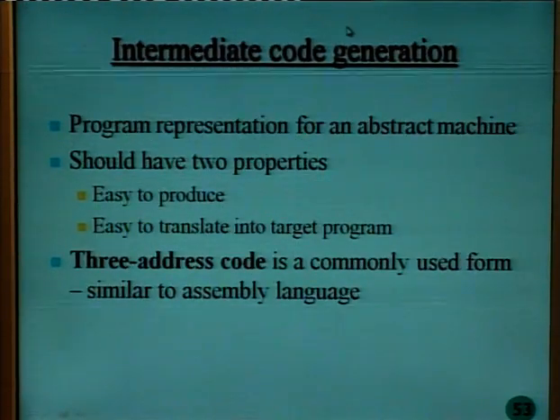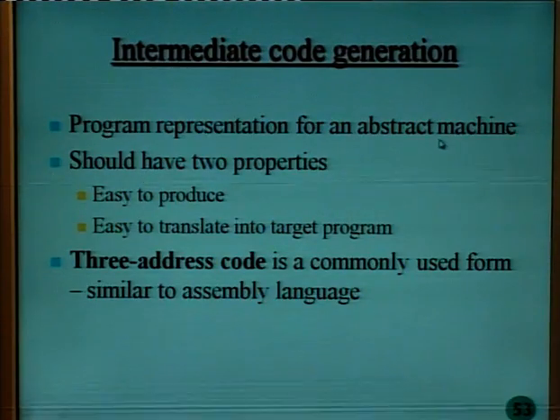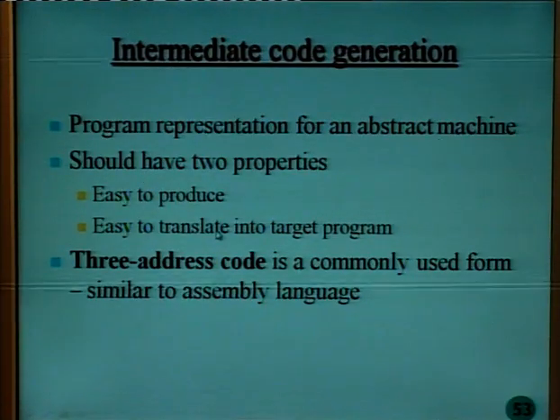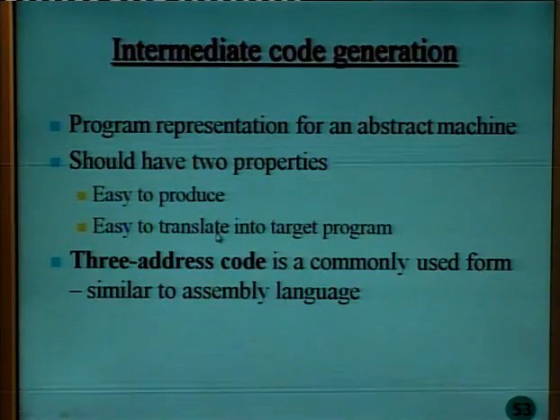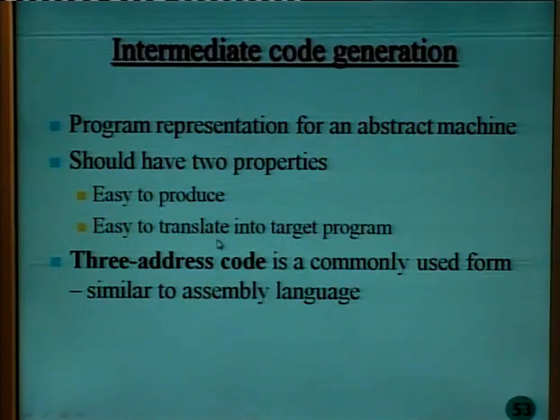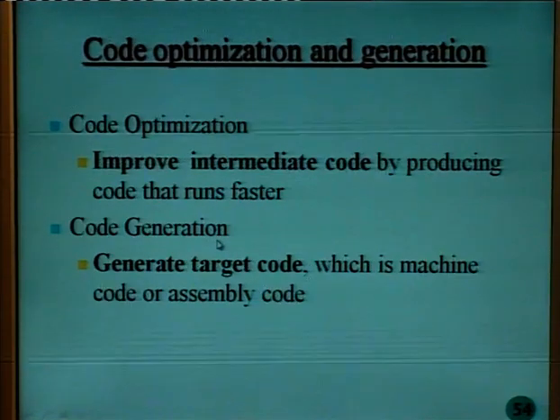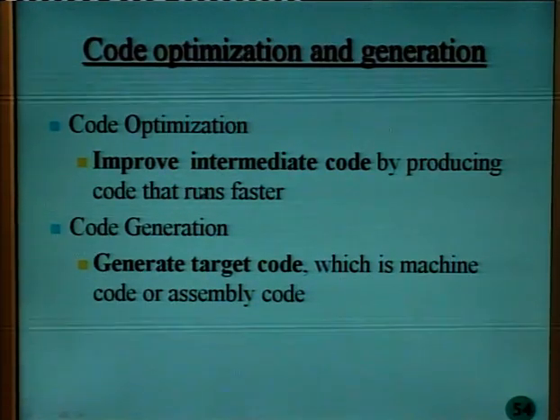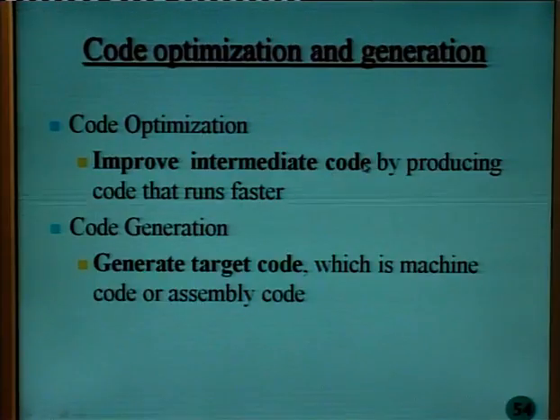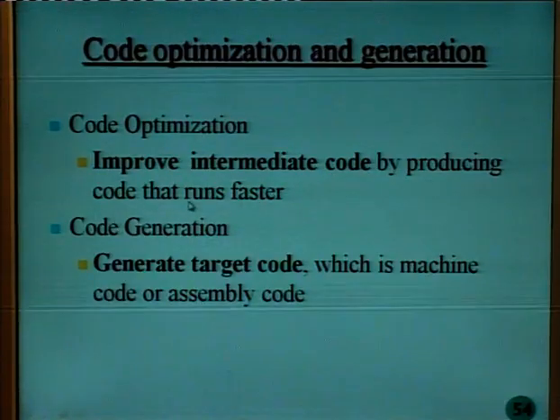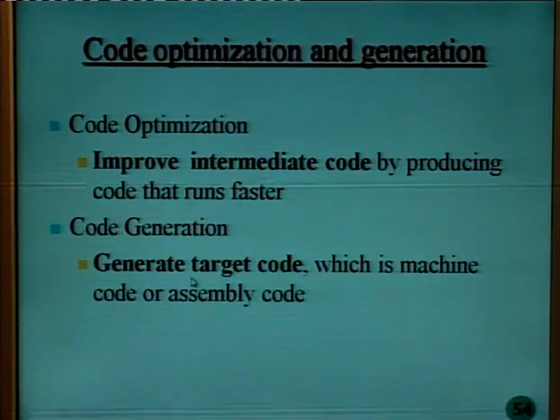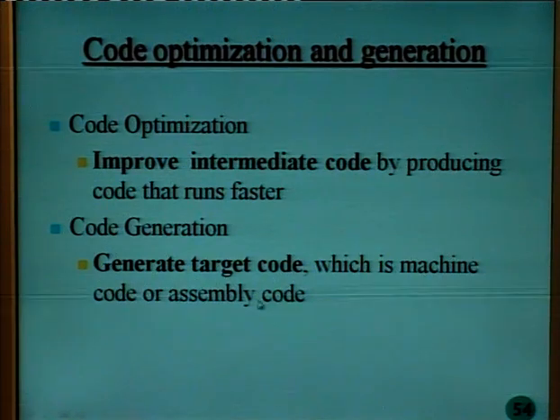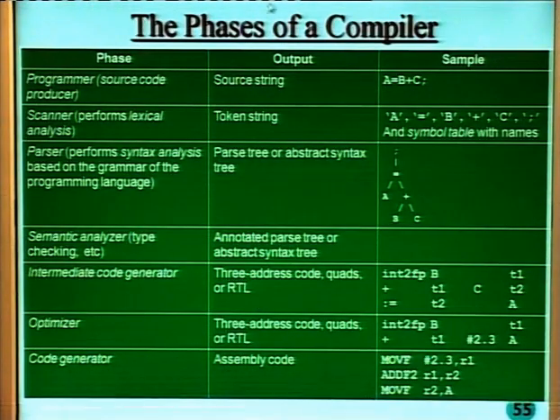Intermediate code generation produces a representation for an abstract machine, which should have two properties: easy to produce and easy to translate into the target code. For that we use three address code. Code optimization improves the intermediate code by producing code that runs faster, and code generation produces machine code. So these are the different phases of the compiler.